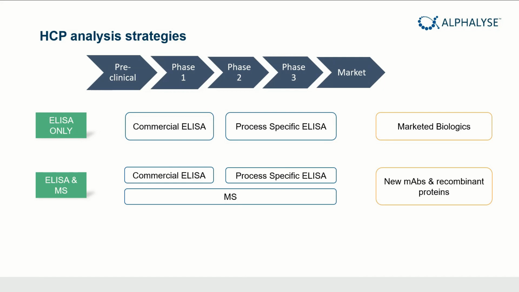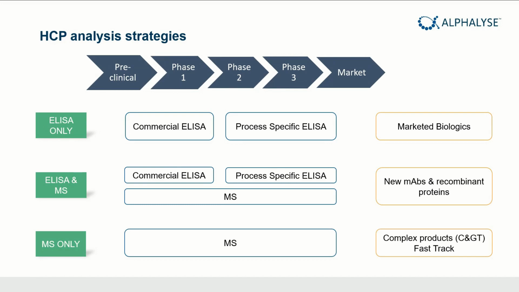And once you have completed this, you may go and develop your process-specific ELISA. In some cases, the commercial ELISA has actually been documented to be sufficient for also the commercial product if you use it alongside mass spectrometry. So this approach is being used now for most of the mAbs released on the market and many recombinant proteins.